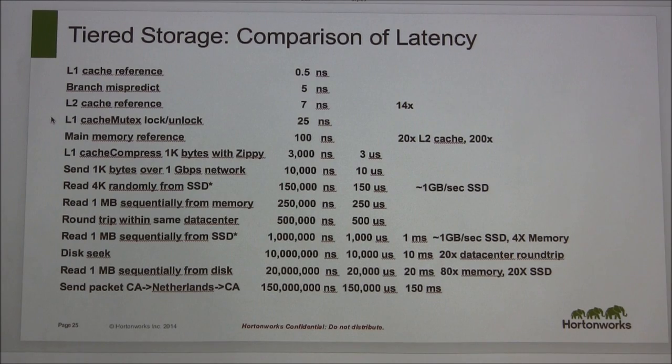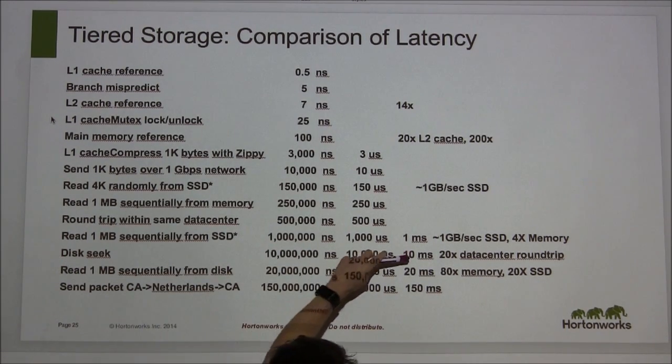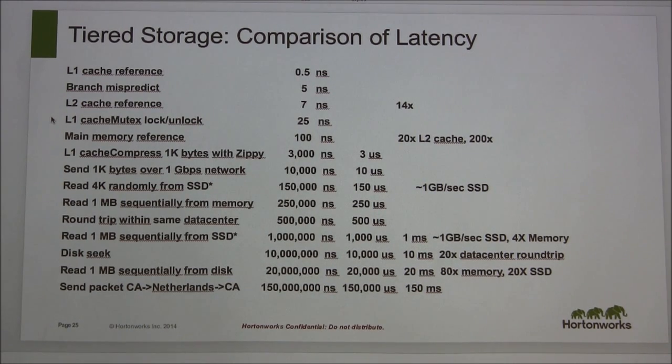In fact, if you compare these numbers, here we are at 150 milliseconds, let's say disk seek 10 milliseconds. When you start out programming, 10 milliseconds sounds fast, right? Well, it turns out to be really slow. By the time you get to L1 cache, now you're talking 3 microseconds. Main memory, 100 nanoseconds. Now we're in the nanosecond region.